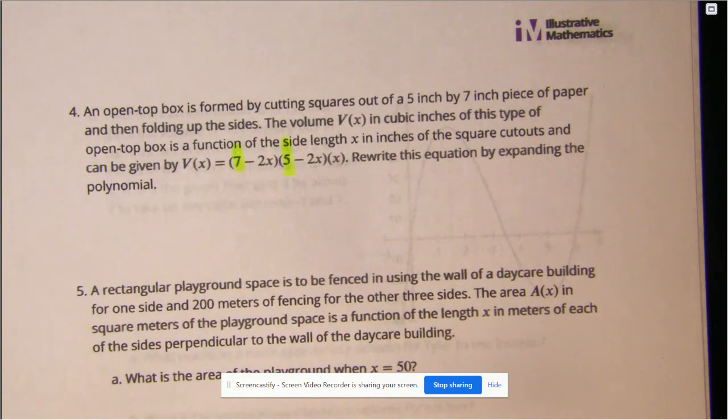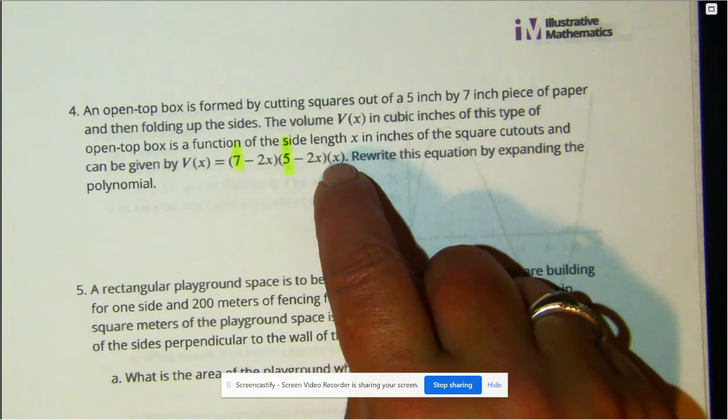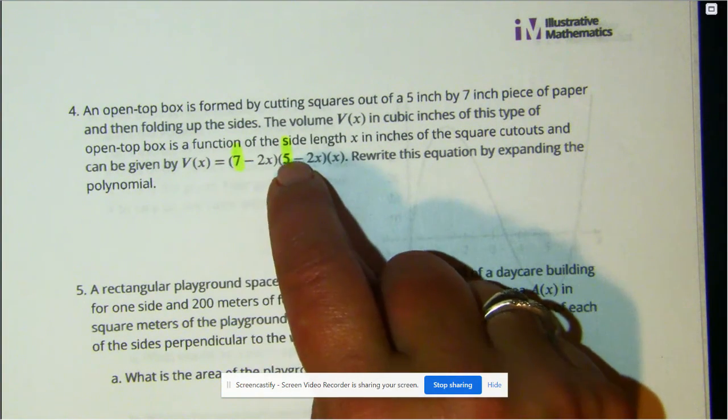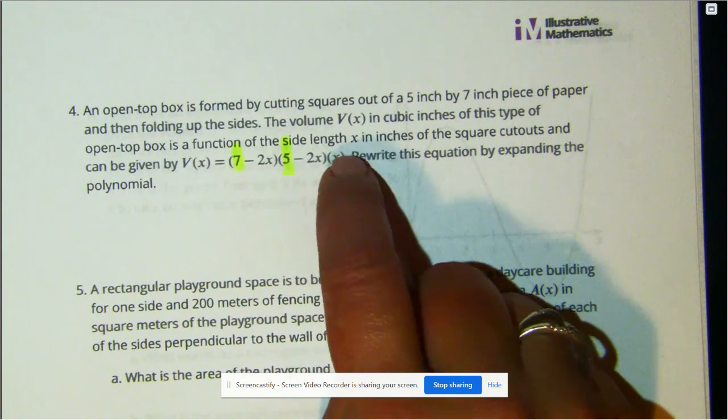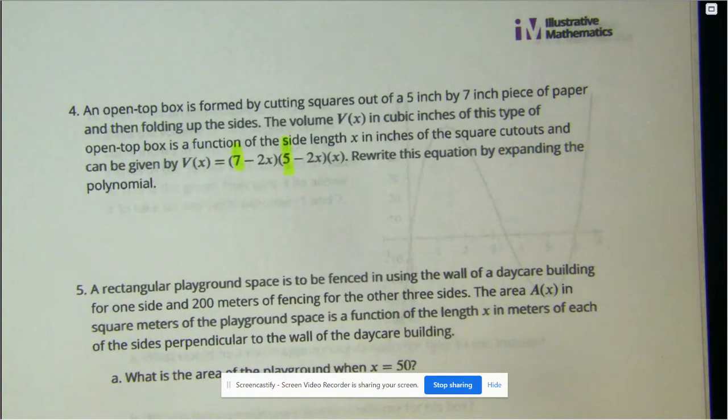That's the size of the paper. This is how big you're cutting out. And if the paper is 7 by 5, you're subtracting 2 of those cuts from each dimension. Go back and watch my lesson recap if you need help.